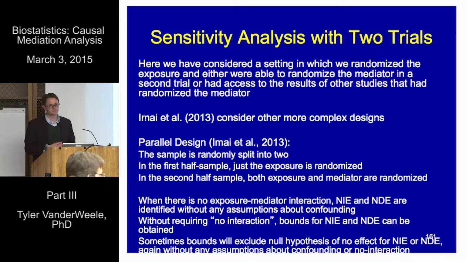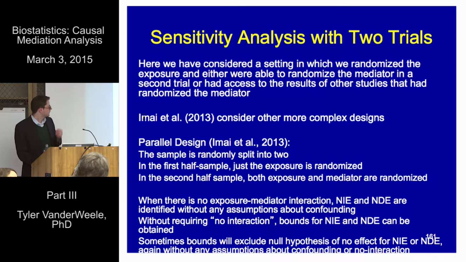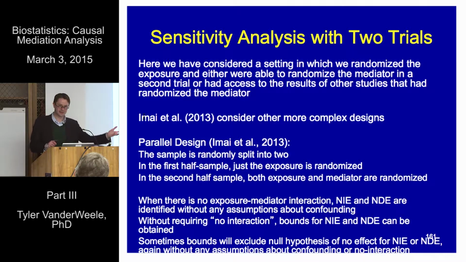Just 2 questions. Why can't we have the interaction that we have randomized for the second sample? So why can't we have the interaction between exposure and mediator? They give 2 different sets of results. One is if you're willing to assume no exposure-mediator interaction, then you can identify the natural direct and indirect effects with no further assumptions, no assumptions about confounding. But you're still making an assumption about interaction.